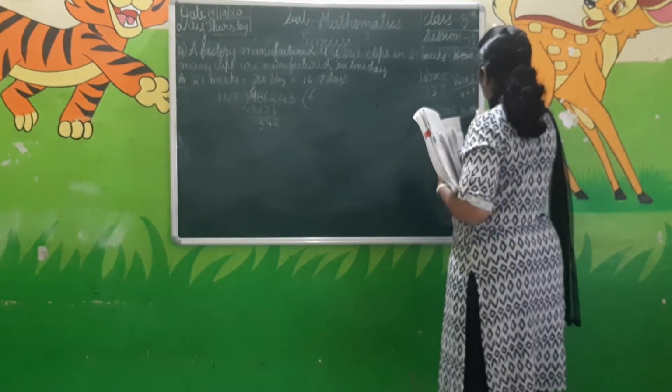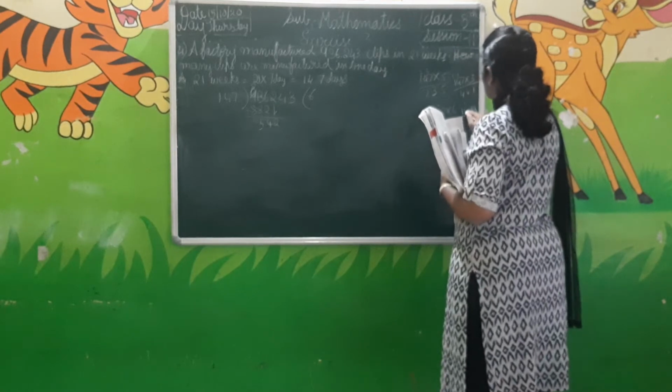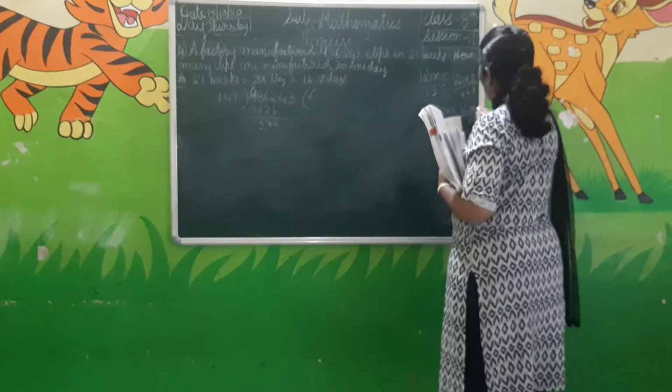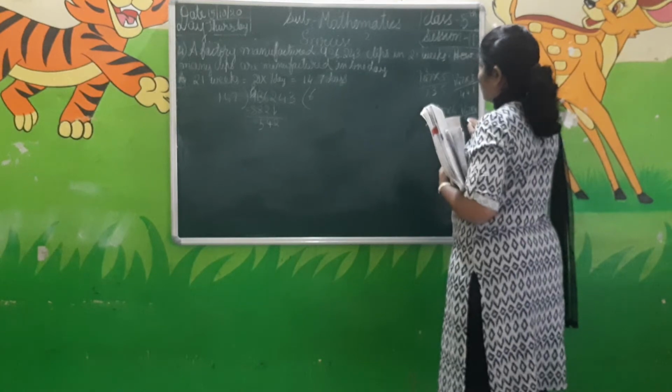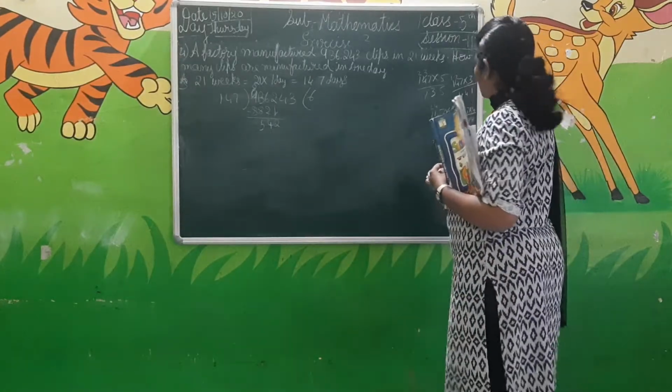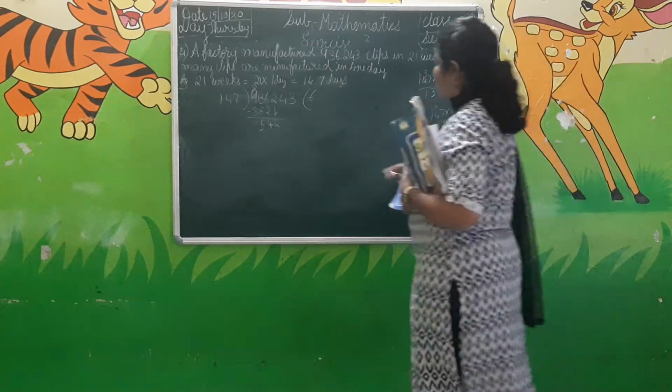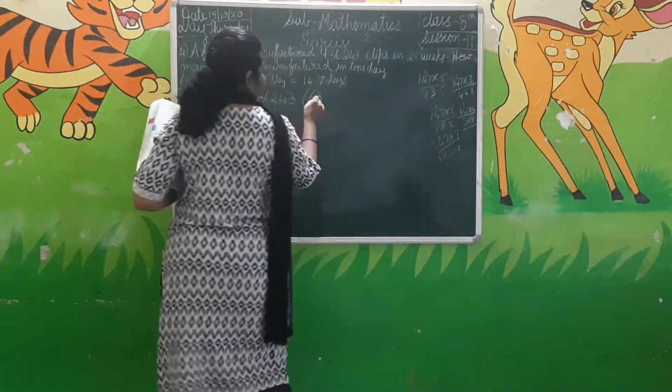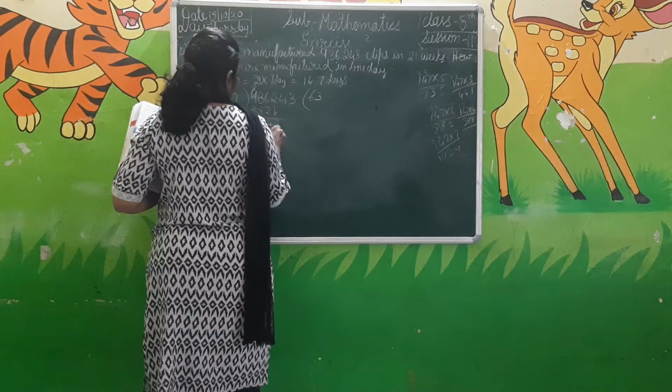147 into 4. 4 sevens are 28. 4 fours are 16. 16 plus 2 is 18. 4 ones are 4. 4 plus 1 is 5. 588, which is more than 542. So we have to take it as a 3 itself. 147 into 3 is equal to 441.